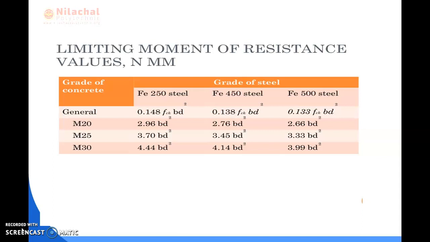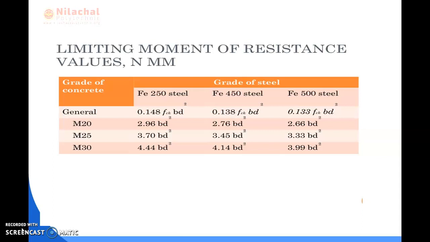Same for the M30 grade of concrete, for Fe 250 steel the limiting moment of resistance is 4.44 bd square, for Fe 415 steel it is 4.14 bd square, and for Fe 500 steel it is 3.99 bd square.